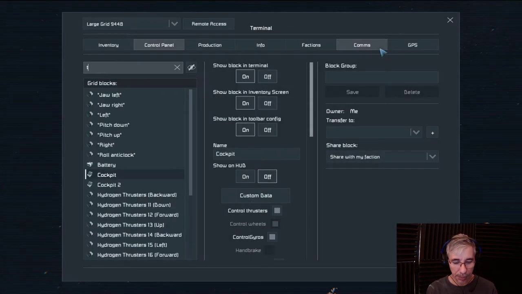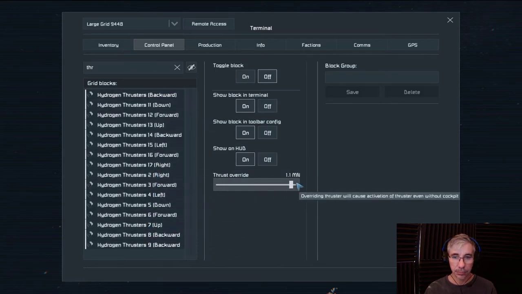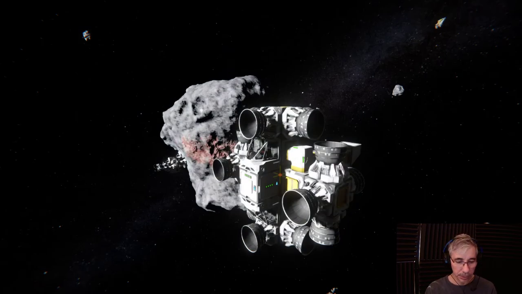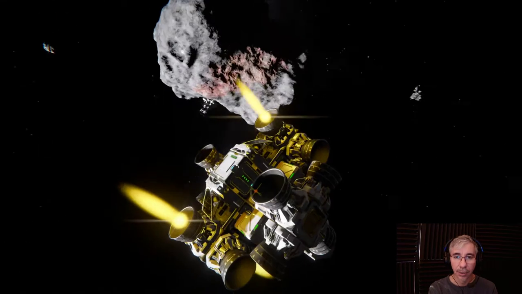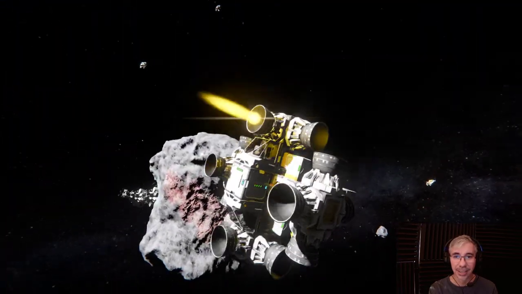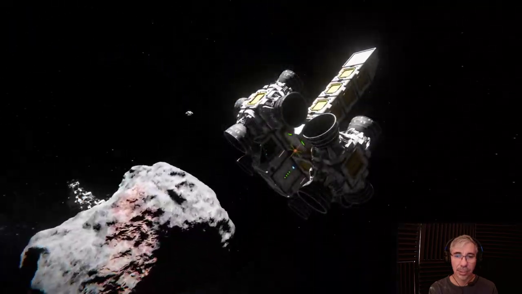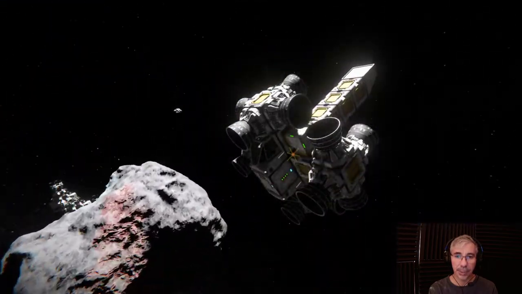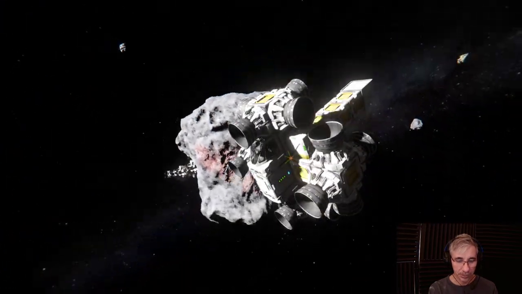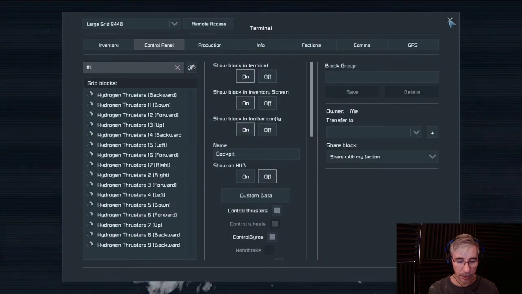I am curious about if I give it the full. That's a lot. I don't know. 1.1 mega newtons. What do you think, guys? What would happen here? Wow, wow, wow, wow. Okay. Too much. Too much. Now, as I had it here, you can see the damping of the movement. So that's too much.